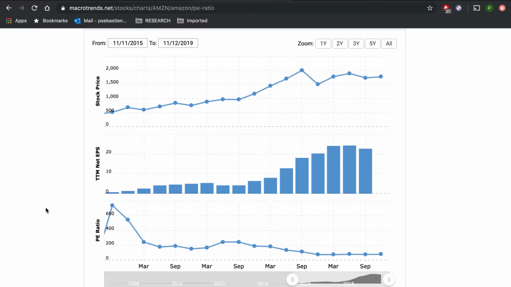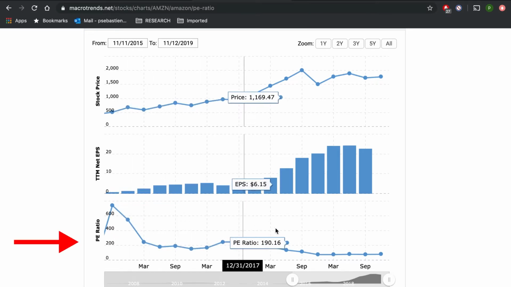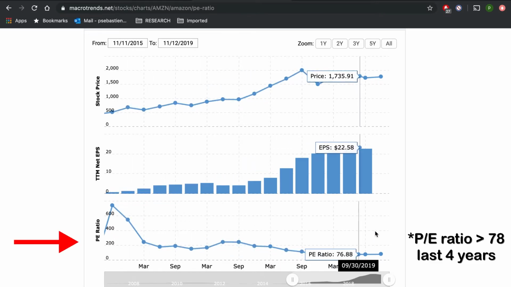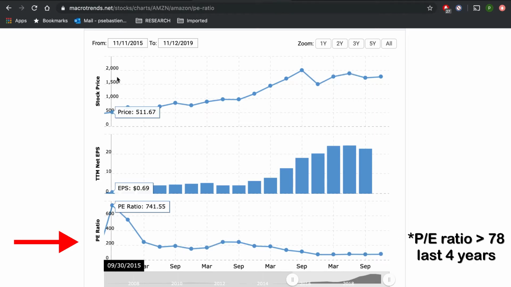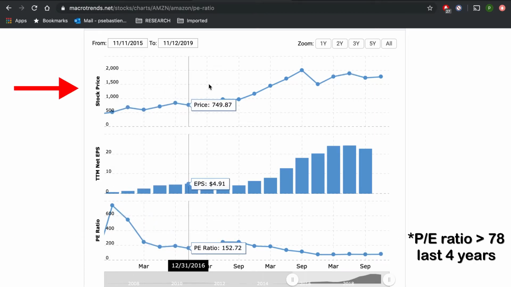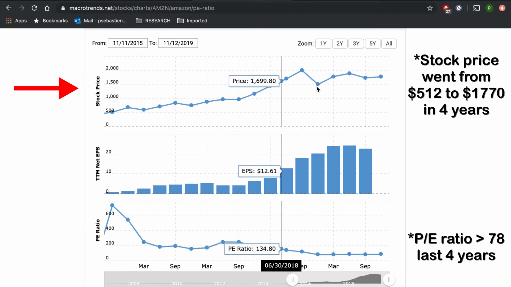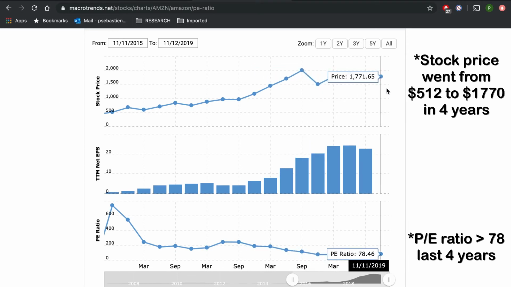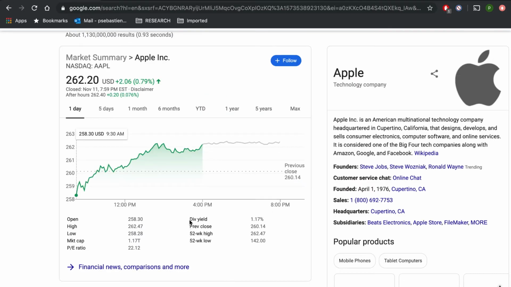But if you take Amazon, for example, which had a rapid growth over the past few years, its PE ratio has consistently been higher for the past 4 years. But if you look at the stock price, it more than tripled during that time. So not investing in Amazon just because of a high PE ratio back then would have cost you a lot of money. Now let's take a look at dividend yield.